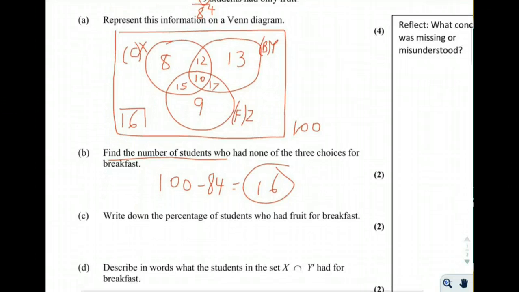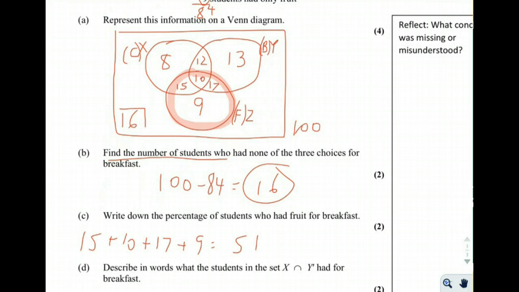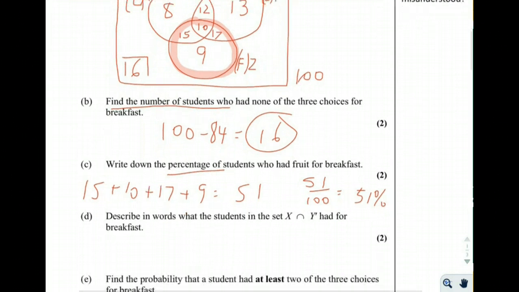Okay. Write down the percent of students who had fruit for breakfast. Okay, so fruit for breakfast would be anybody inside the fruit circle. So that would be 15 plus 10 plus 17 plus 9. Let's add that up. That gives me 51. So that's 51 students. It says write down the percentage. So that would be 51 divided by 100, which is 51%, okay, or 0.51.